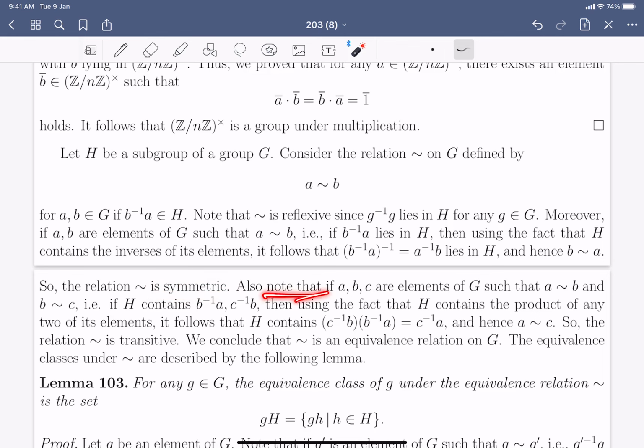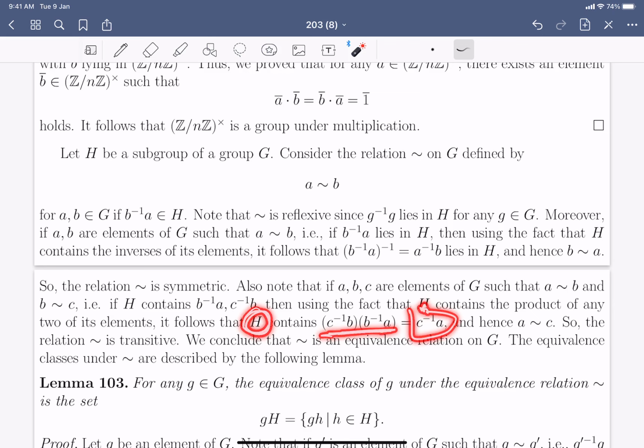Now if you pick three elements a, b, c from the group satisfying the conditions that a is related to b and b is related to c, then we know that b inverse a and c inverse b lie inside H. Since H is a group, you can multiply these two elements. So c inverse b times b inverse a has to lie within H, and c inverse b times b inverse a is equal to c inverse a.